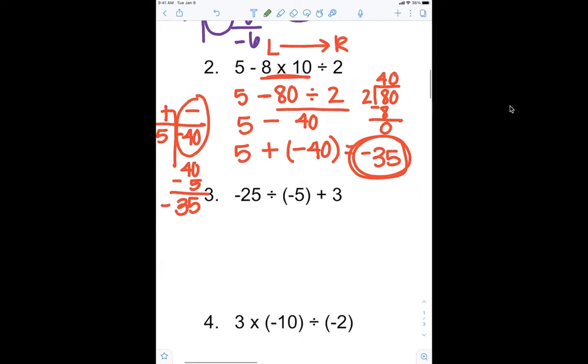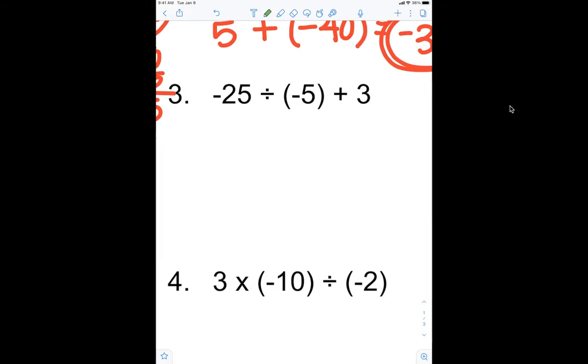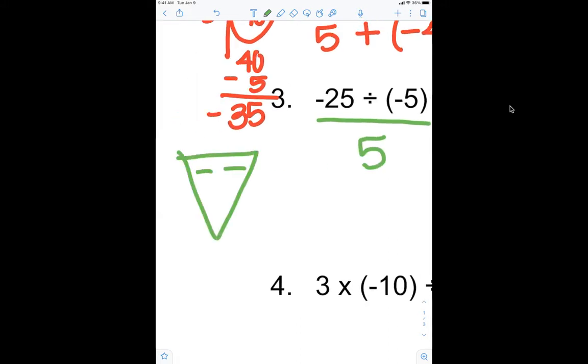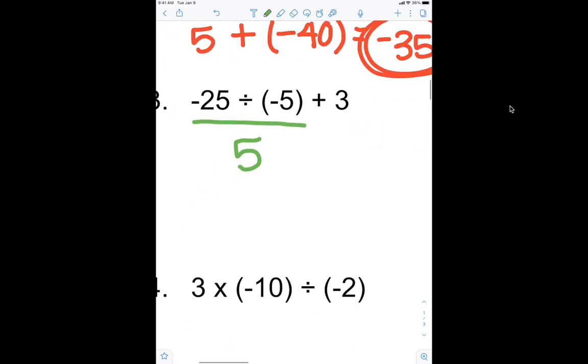Okay, let's look at the next one. So I have 2 operations for this one. I've got division and I've got addition. Well, division's going to go first. Division and multiplication always go before addition and subtraction. So I've got negative 25 divided by negative 5. So this is our Dorito man. I divide like normal. 25 divided by 5 is 5. Then I look over at my Dorito. Well, I used both negatives, so I'm left with a positive. So it's positive 5. And then I bring down my 3. 5 plus 3 is 8. Those are just regular positive integers, so I don't need to do team positive, team negative. So we are done.